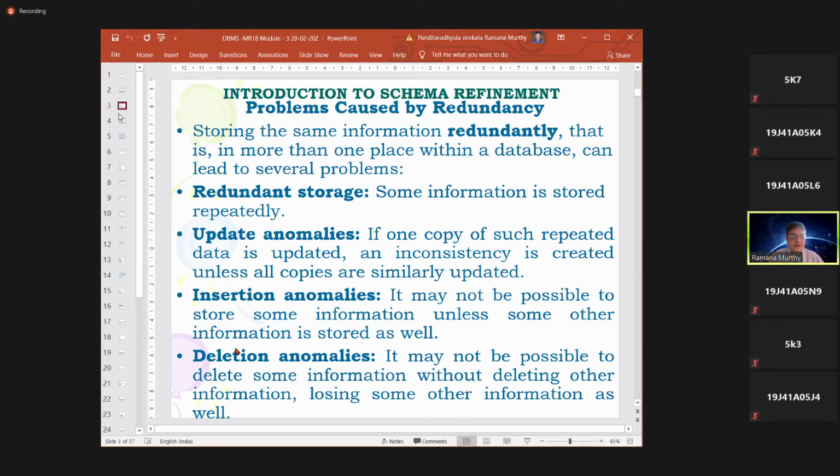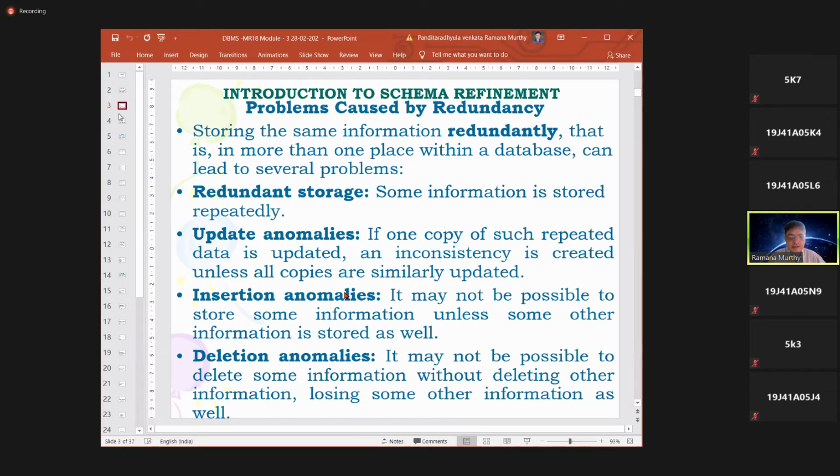Next problem is update anomalies. If one copy of such repeated data is updated, an inconsistency is created unless we modify all copies. Because we have multiple copies, wherever you want to update, you need to update all copies. The other is called insertion anomaly. It may not be possible to store some information unless some other information is stored as well.